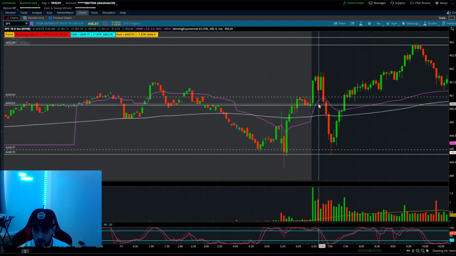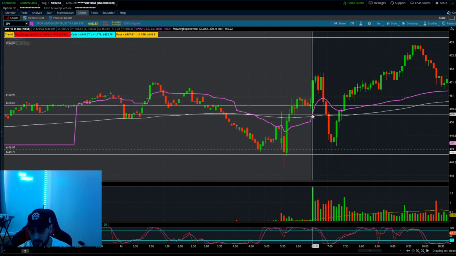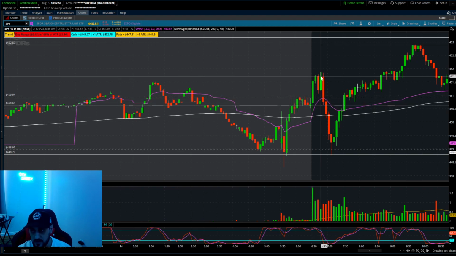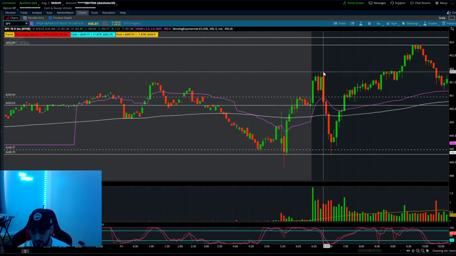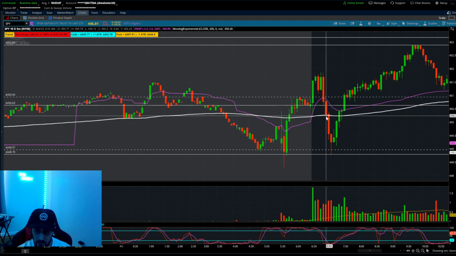SPY, boom. When the day opened, we tested this VWAP and held. We broke above pre-market high. We ran up. Could have taken profit here as we're approaching that 452 level. You want to start taking profit. We broke back down below the VWAP.